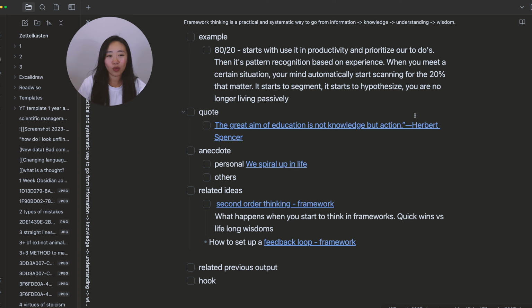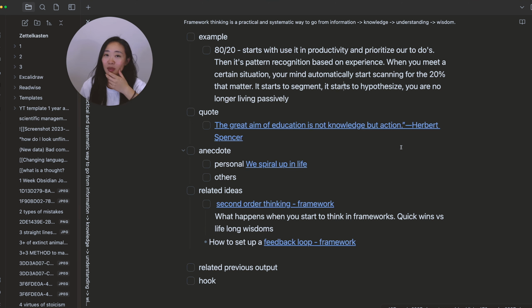I want at least one good one, and I think this Herbert Spencer was quite interesting. The great aim of education is not knowledge, but action. Right? Yes, it's great to have a bunch of things, and I think that's the pain point everyone has. I have so many frameworks, but I never use them in my life. And really, really important.